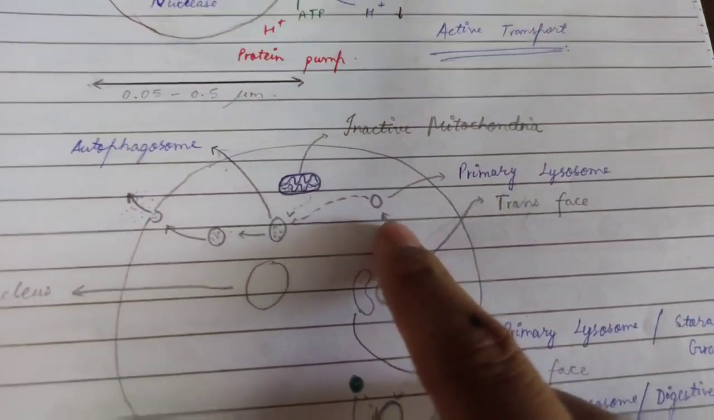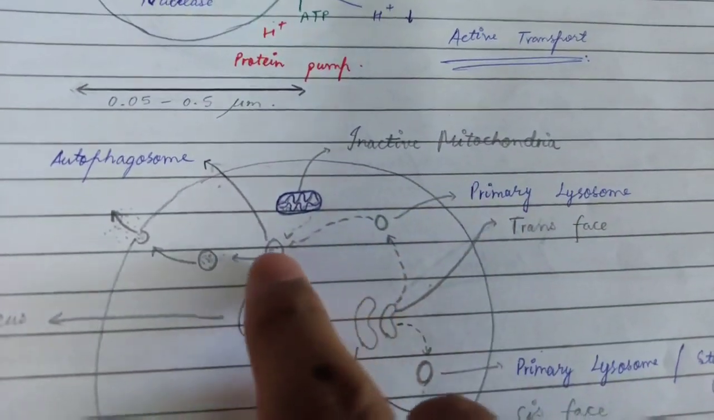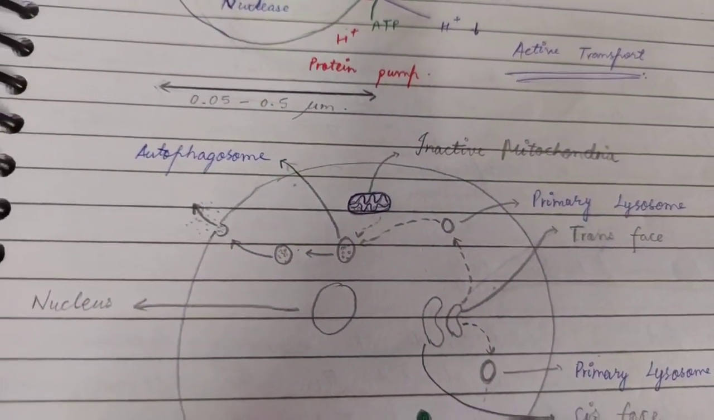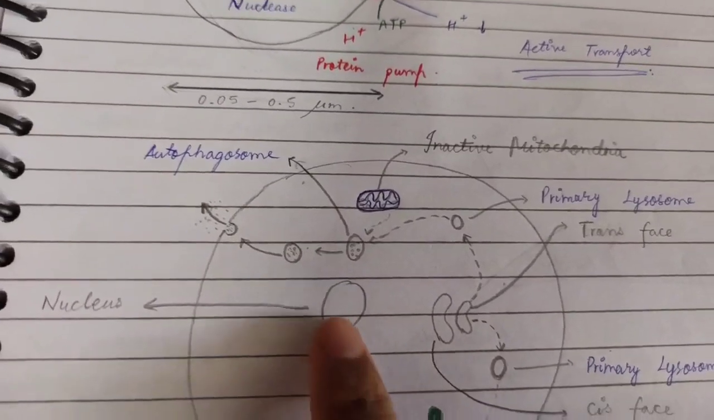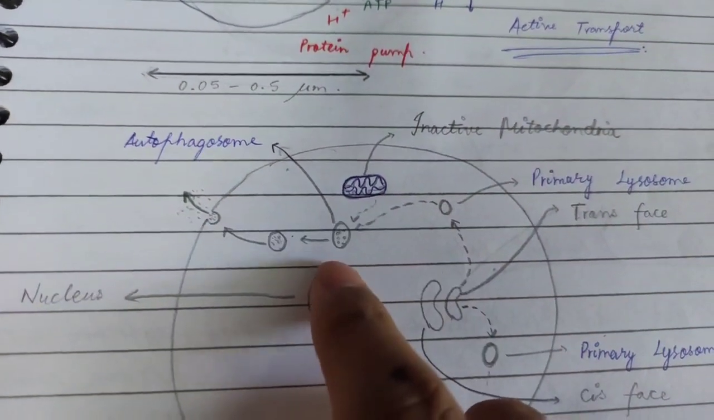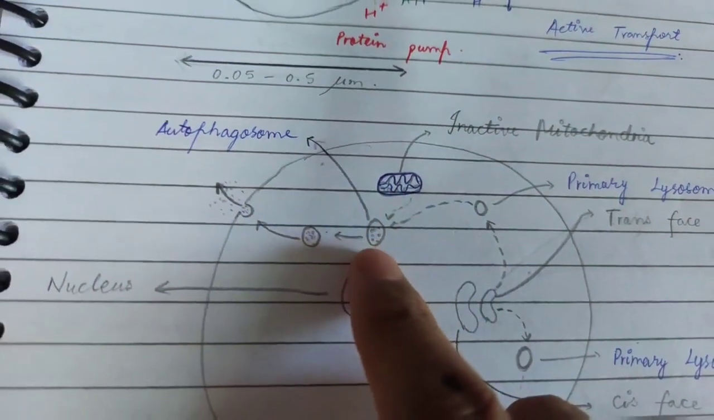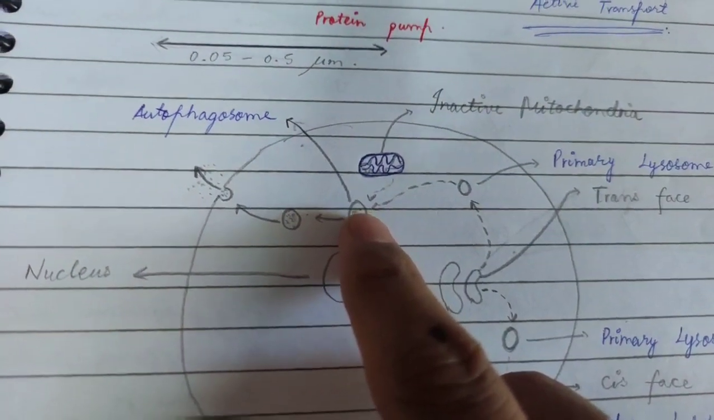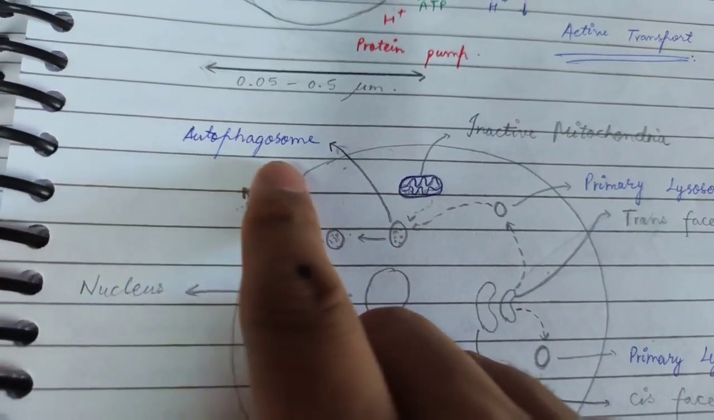Now see this another case. This is the primary lysosome secreted. Now suppose there is an inactive mitochondria. There are many reasons because of which sometimes cell organelles get inactive. Then it fuses with the inactive mitochondria and digests it. Now this is a part of the cell only, and it is not a foreign particle, so it is known as autophagosome.